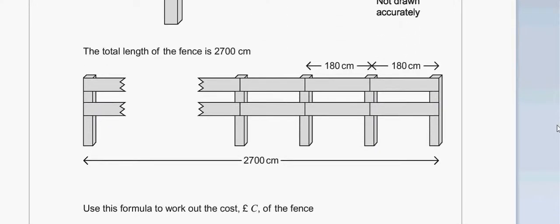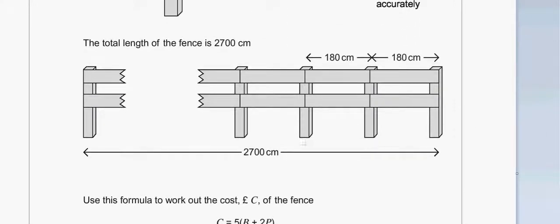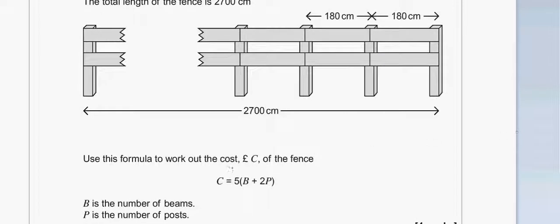The total length of the fence is 2,700 centimetres long, so from end to end, 2,700 centimetres long. Use this formula to work out the cost of the fence. So C equals 5 multiplied by the number of beams plus twice the number of posts.